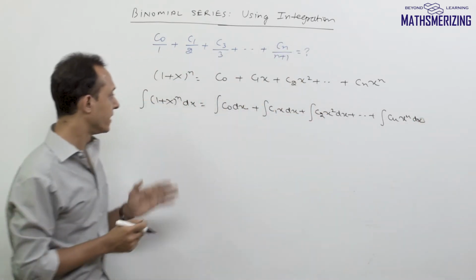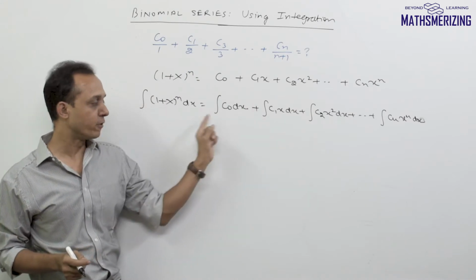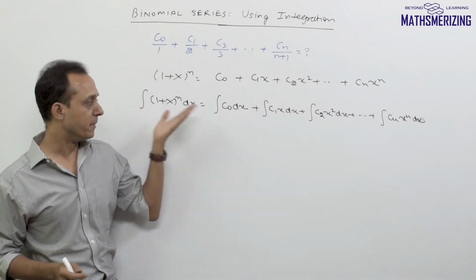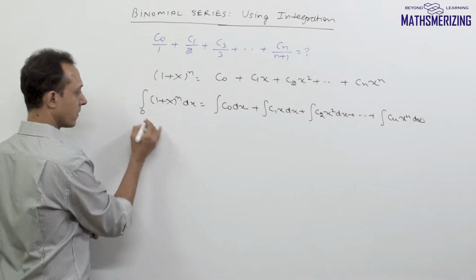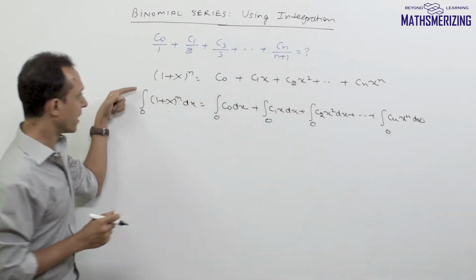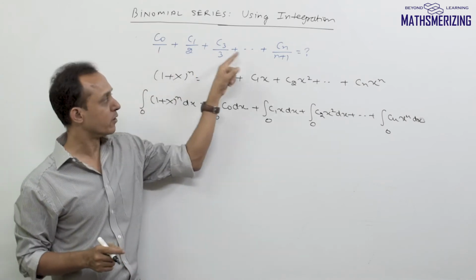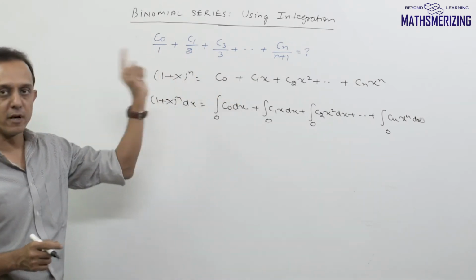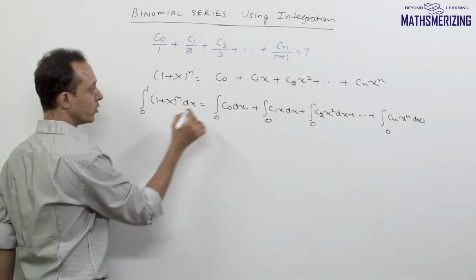Now there are two ways. Either I can use indefinite integral, then I have to use plus c, or I can put the limits. So I'll start with 0, and then for the upper limit, I just need the sum of the coefficients, not x. So for x, I need to put the value as 1. So I'll integrate it from 0 to 1.